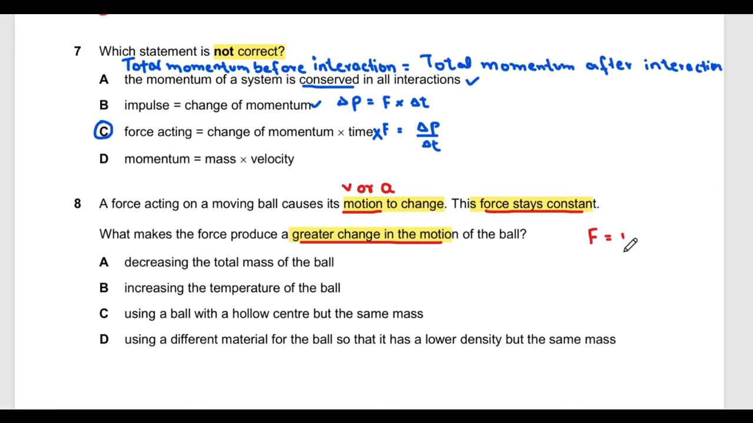You know that Newton's second law says that force is equal to ma. If the force is constant and I rearrange the equation, it would be acceleration is equal to force divided by mass. And as the force is constant, I can remove it by the sign of proportionality. So acceleration is inversely proportional to mass. If we want to increase the acceleration, we have to reduce the mass of the object or the ball. So decreasing the total mass of the ball.